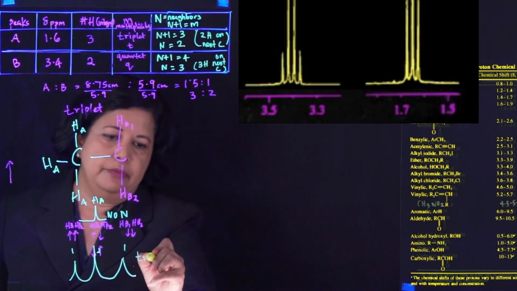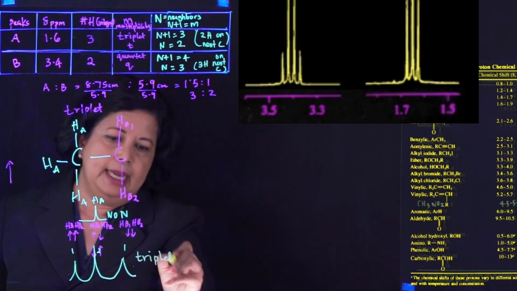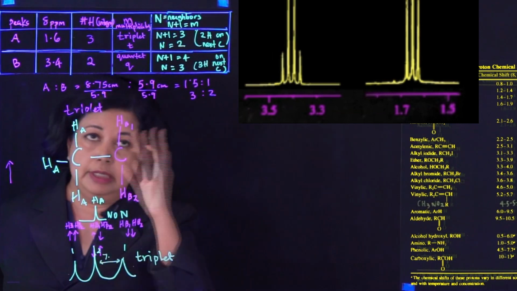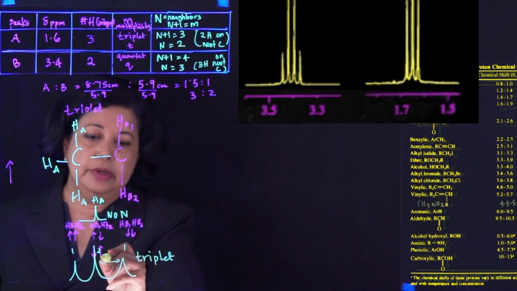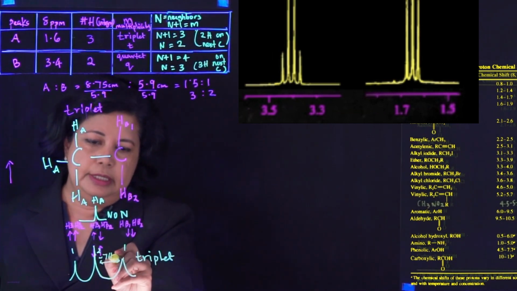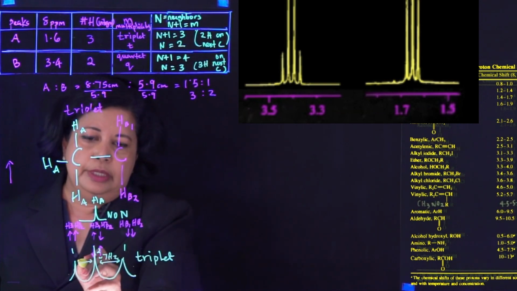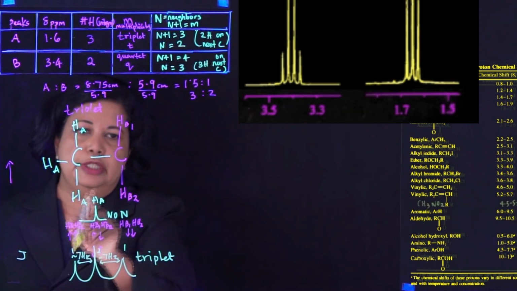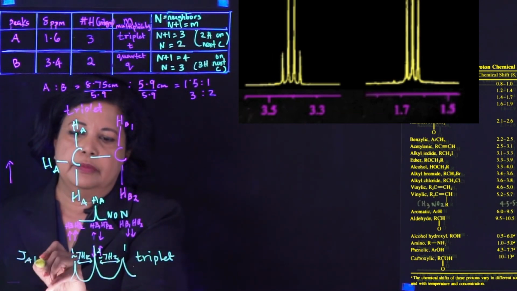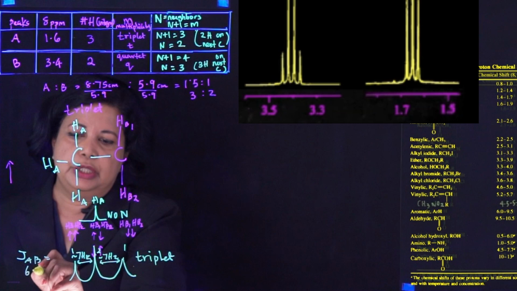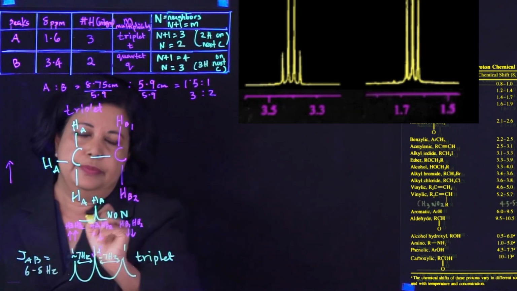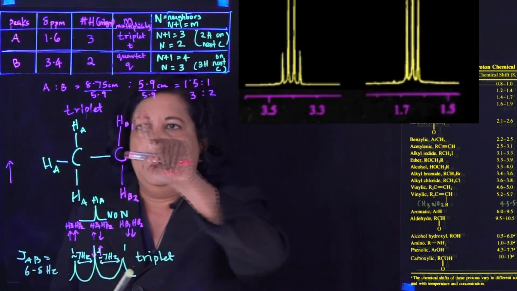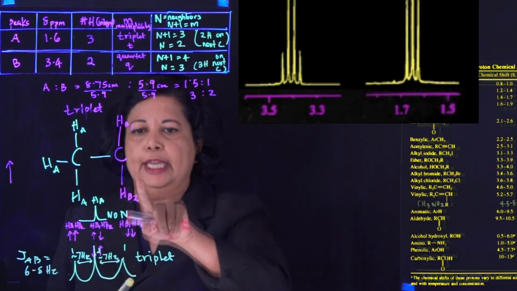So this is going to be a very symmetric triplet. And the coupling constants here are going to be 6 to 8, let's say around 7 hertz. And same here, so they will be very symmetric. That's called J, and so this JAB would be 6 to 8 hertz. You would see the exact same thing when you have a peak for HB.